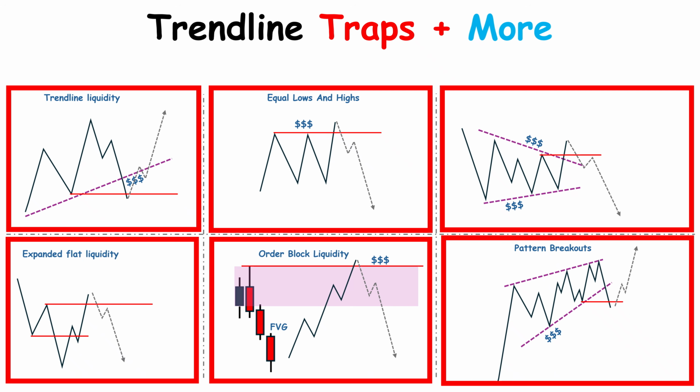This is where retail traders feel the most confident, and smart money flips the market against them. Let's go through 5 real examples, so you'll never fall for it again. Example 1, trendline liquidity. Here, we see a clean rising trend line.